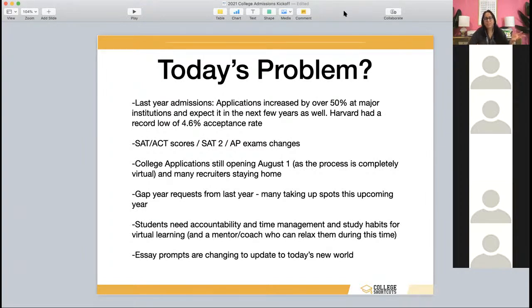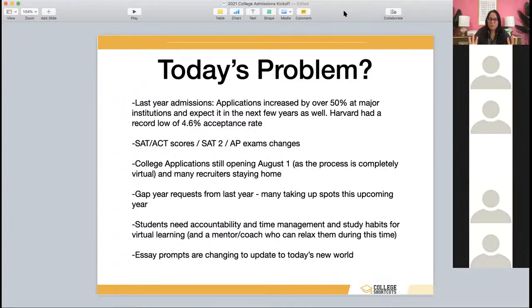And of course, students need accountability, time management and study habits with virtual learning. A mentor can help, and a coach can help relax them during this time and help to create that structure. And then essay prompts. The Common App got rid of one of the most analytical questions about solving problems, and they're changing it to update to today's new world. So they're updating their prompts so that they are more relevant to what they're looking for.